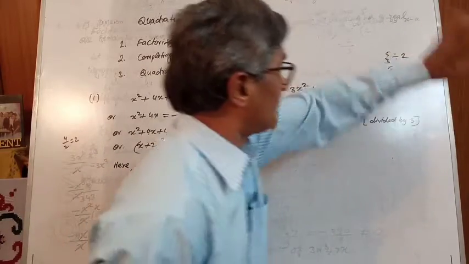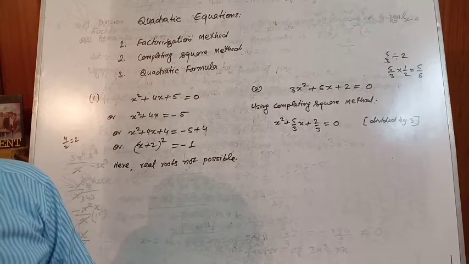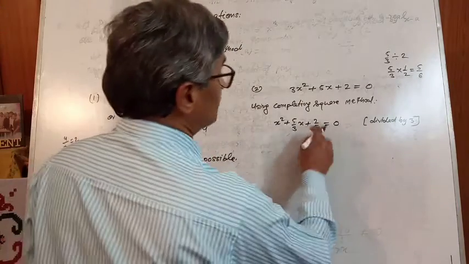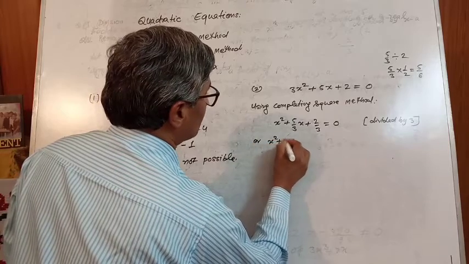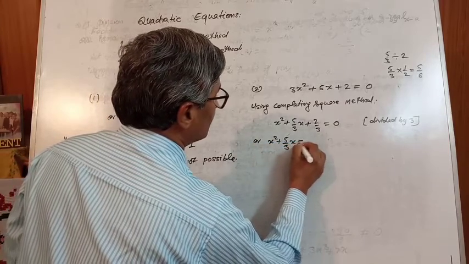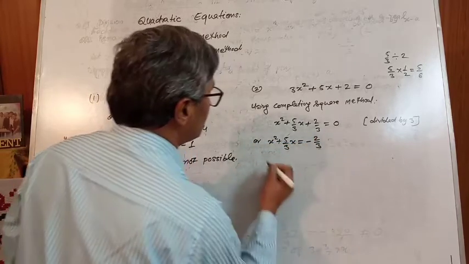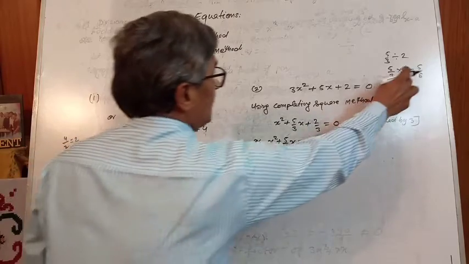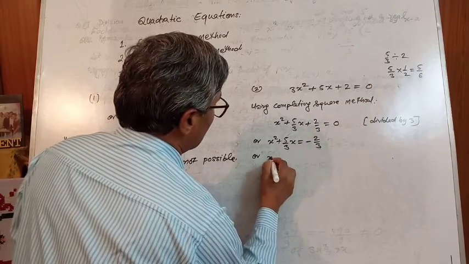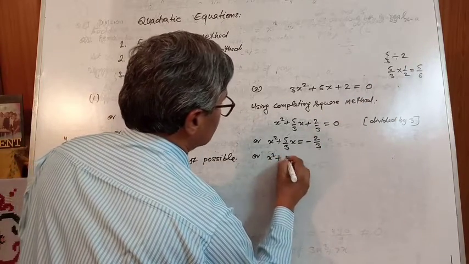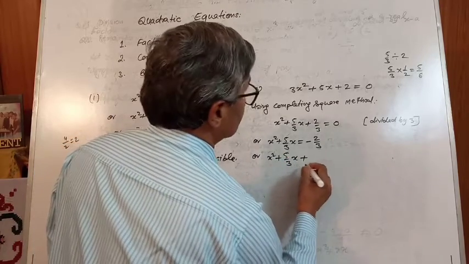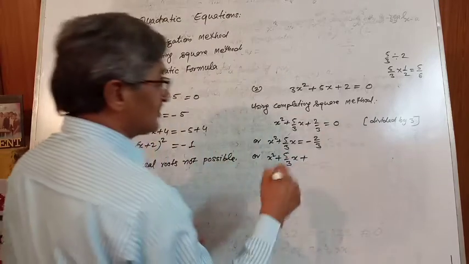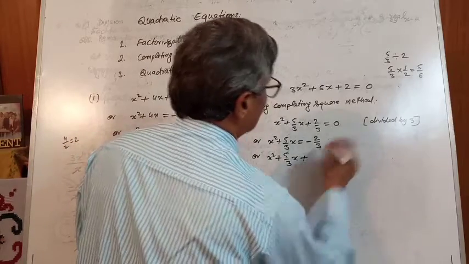Now we have to add the square of 5 by 6. Transpose this one first: x square plus 5 by 3 x equal to minus 2 by 3. And now add the square of this 5 by 6. X square plus 5 by 3 x plus 5 by 6 square, you can write.